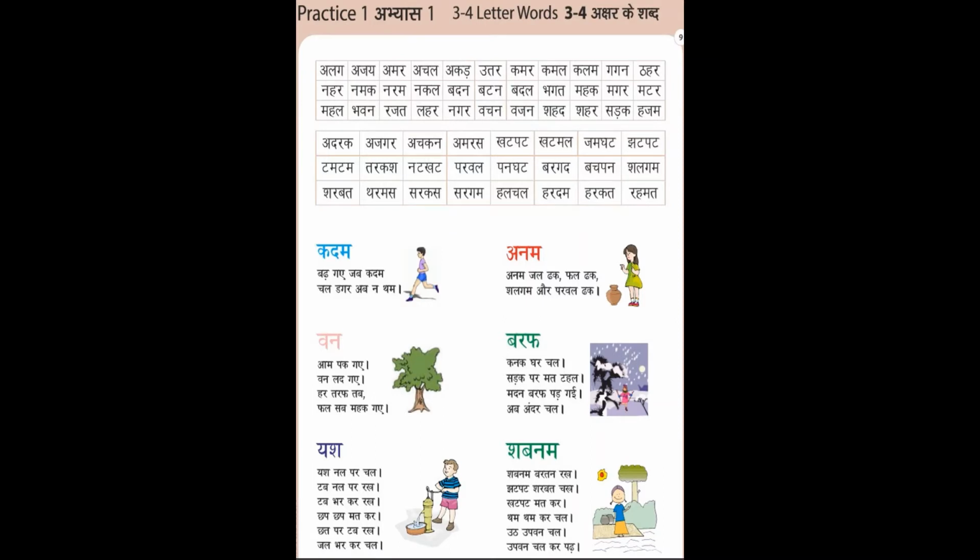Poems are there. बट गए जब कदम चल डगर अब ना तम. Like that some poems are there which don't have any matras. आम पक गए, वन लद गए, हर तरफ तब फल सब महक गए. Like that, there are some poems. You can read this for reading practice so that your confidence will improve a lot.